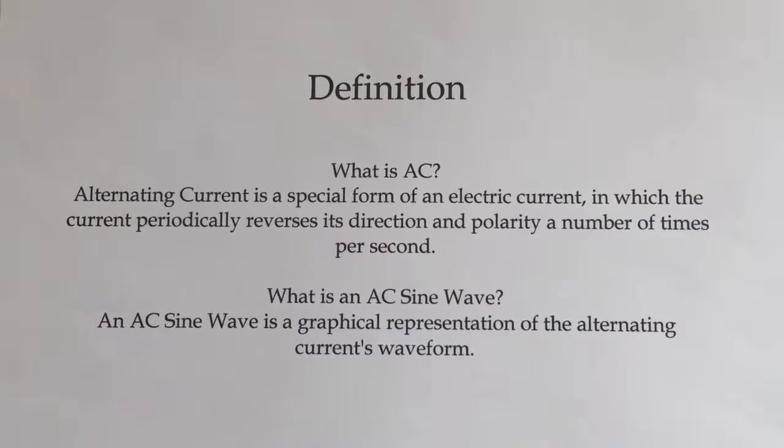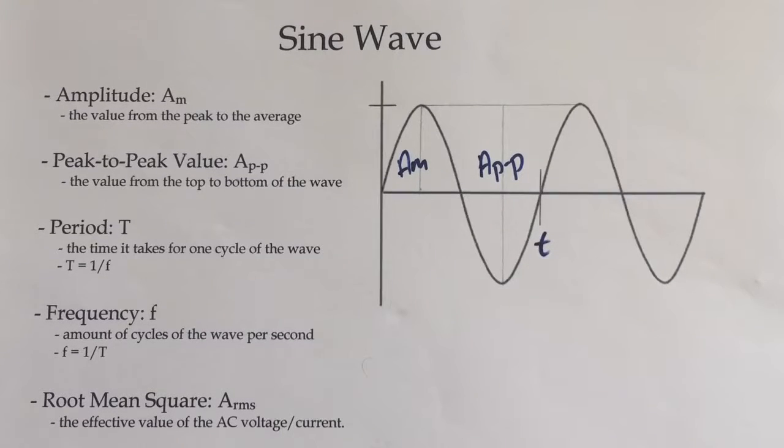Definition. What is AC? AC, or alternating current, is a special form of electric current in which the current periodically reverses its direction and polarity a number of times per second. But then what is an AC sine wave? Well, an AC sine wave is a graphical representation of the alternating current's waveform. The AC sine wave is able to give us certain characteristics for either the voltage or the current.